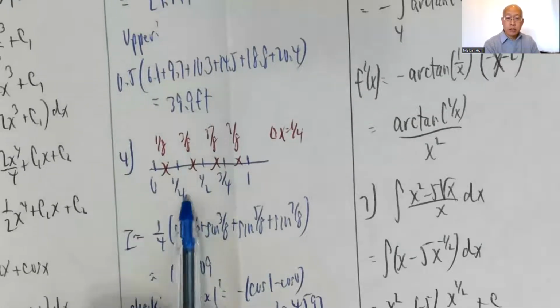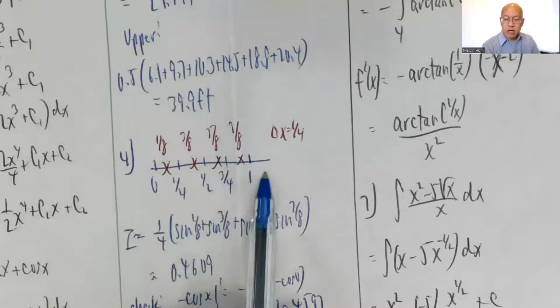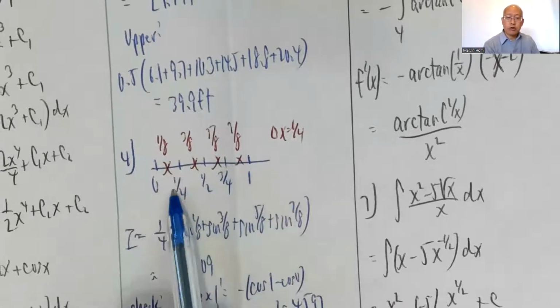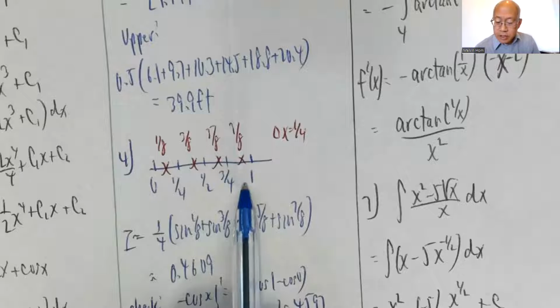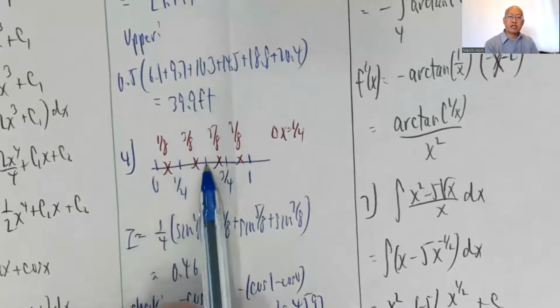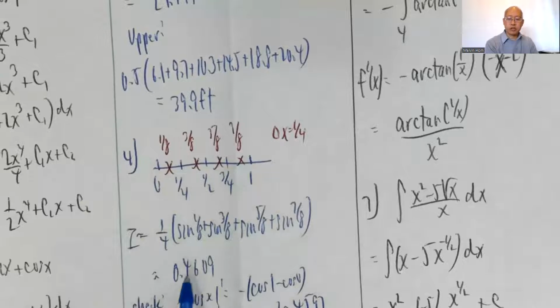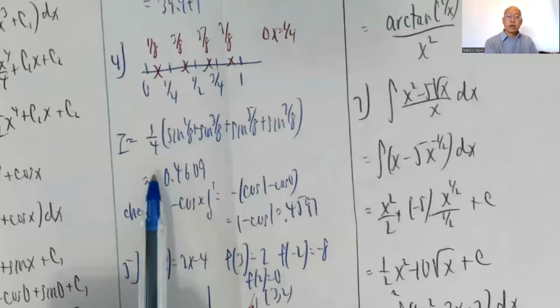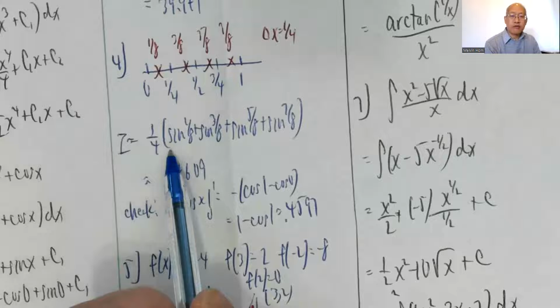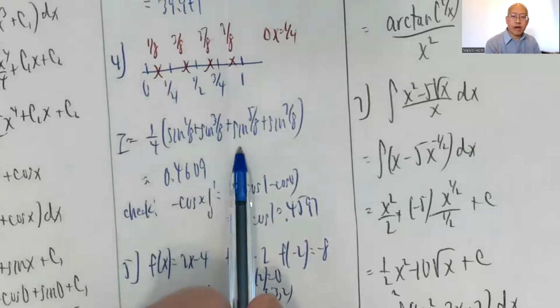Number 4, so they tell me to go from 0 to 1, chop it into 4 pieces. So delta x is 1/4: 0, 1/4, 1/2, 3/4, 1. We're asked to take midpoints. So the midpoints are 1/8, 3/8, 5/8, 7/8. These are what I'm plugging into the function, which is the sine function, right? So the integral is approximately 1/4 times sine of 1/8 plus sine of 3/8 plus sine of 5/8 plus sine of 7/8.